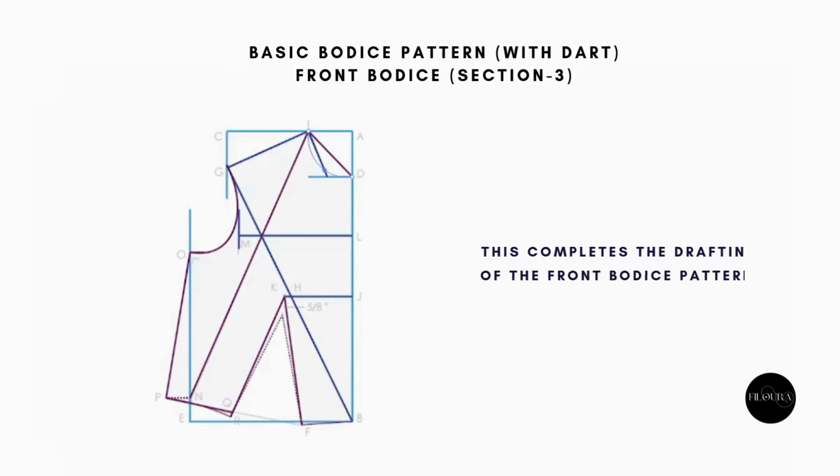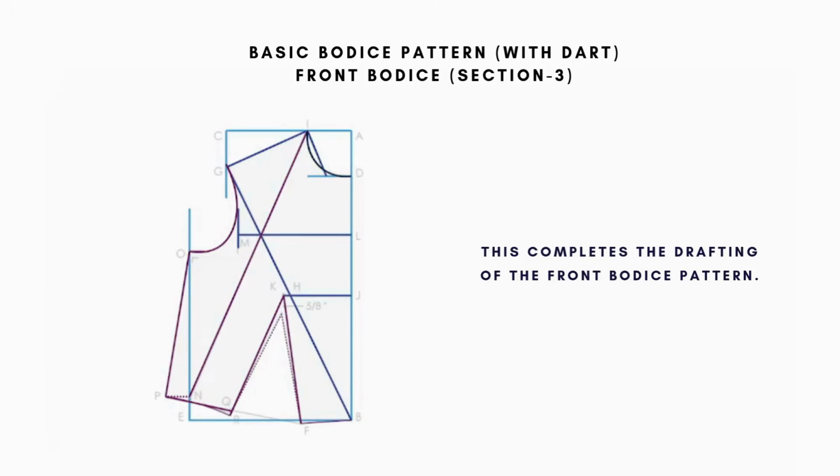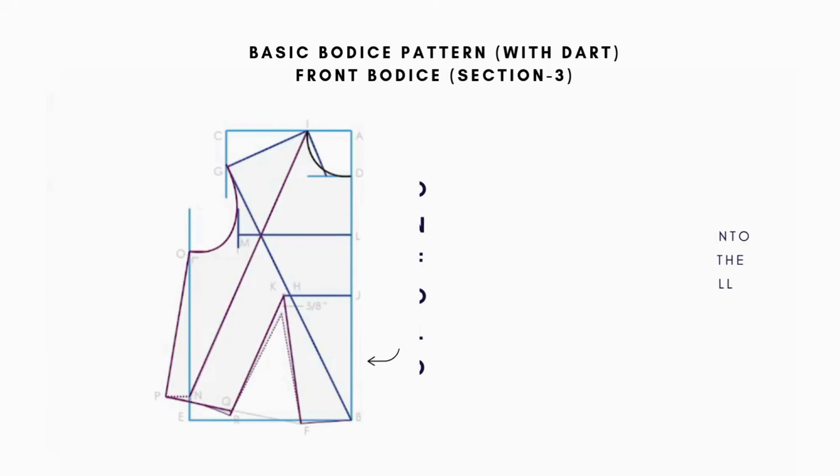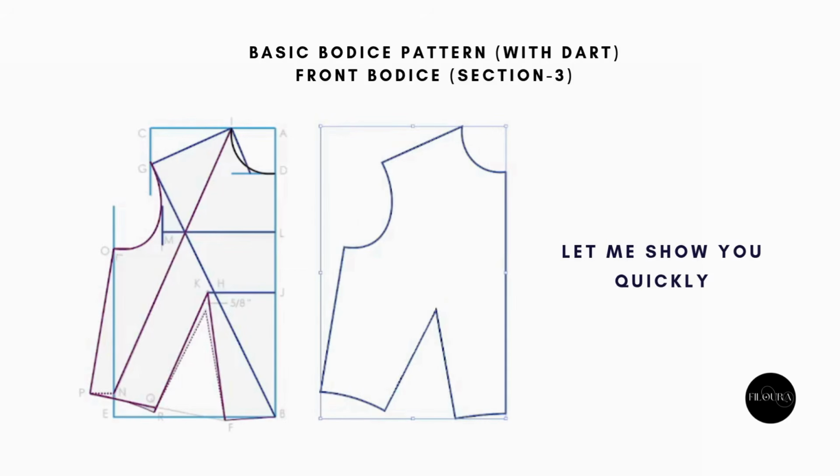This completes the drafting of the front bodice pattern. As you can see, we have drafted only half of the front bodice. This is because the pattern is drafted on the fold. To obtain a complete front bodice pattern, you can either trace the pattern onto the folded fabric or unfold the pattern to reveal the full shape. So let me show you quickly.